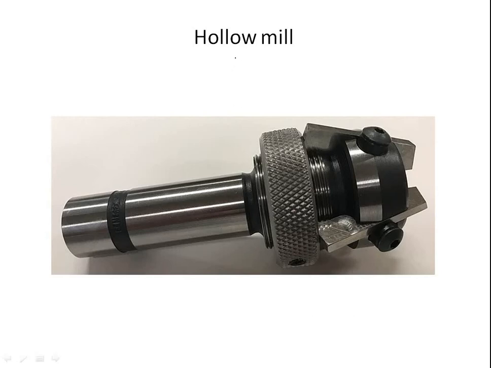Okay, next we will be discussing the hollow mill. So what is a hollow mill? Hollow milling cutters, more often called simply hollow mills, are essentially inside-out end mills. They are shaped like a piece of pipe. You all can see here that it is shaped like a piece of pipe with the cutting edges on the inside surface.